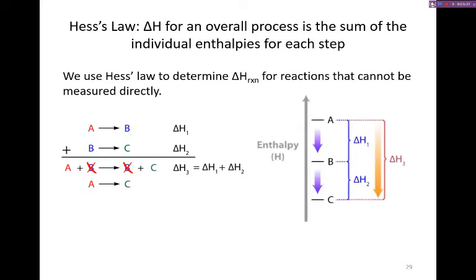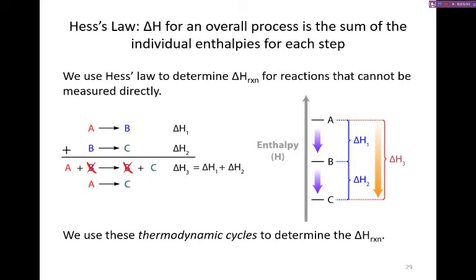We could describe this graphically by showing the following reaction diagram, where reactant A forms B by giving off certain enthalpy, and then B forms C by giving off another enthalpy. And the net change is the sum of those two enthalpies. We call this a thermodynamic cycle. And we can apply this because enthalpy is a state function.